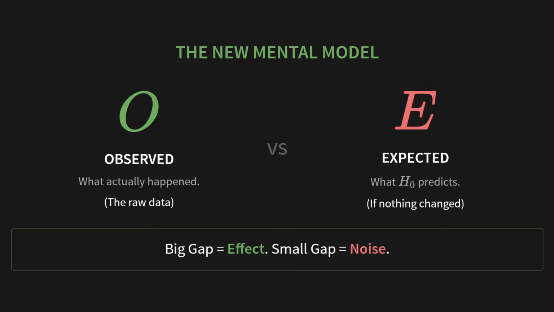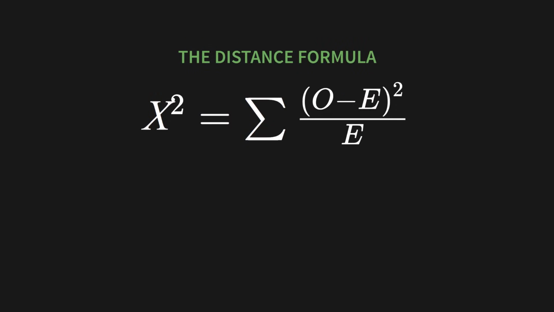We use the chi-square distance formula. Now, this looks a little scary, but I promise the idea is super simple. Chi squared equals the sum of O minus E squared divided by E. Let's break that down. First, O minus E. We just find the error, or the difference between what happened and what we expected.